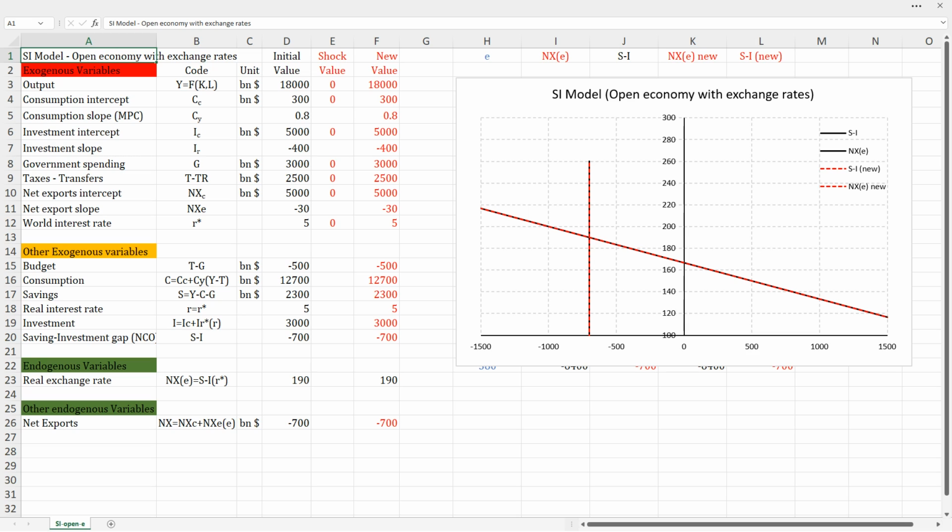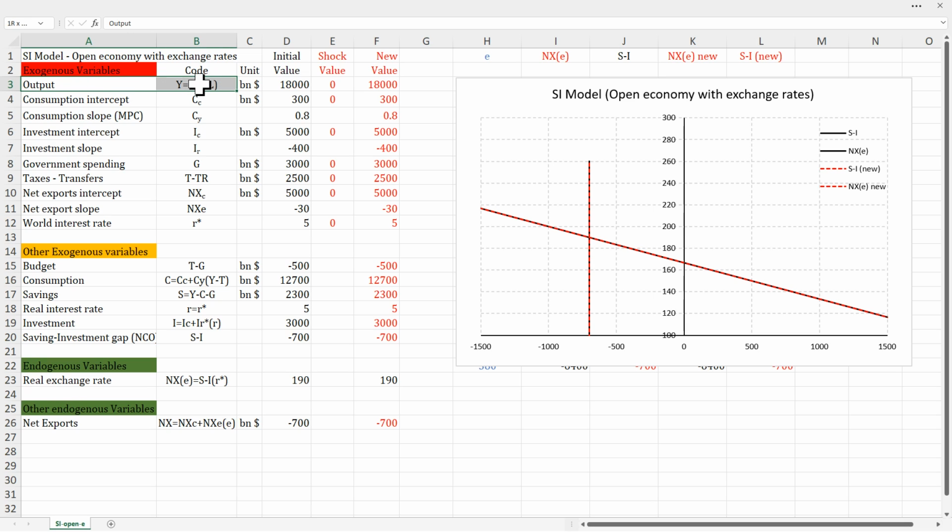In this video, let's model an open economy with exchange rates. Let's use our saving investment model. So here's the setup of the model. It has a set of exogenous variables, other variables that are derived from these exogenous variables, and then there is an endogenous variable and another endogenous variable that is derived from this particular endogenous variable.